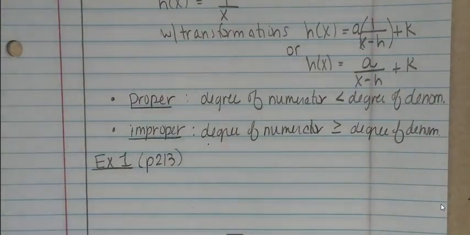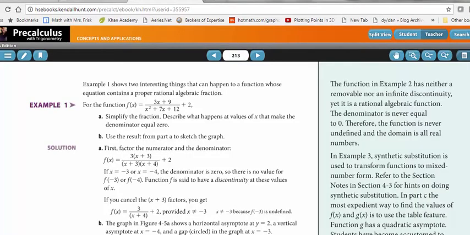So you're going to want to turn to page 213, and I'll pull it up right here. So example 1, we have this function f of x, which is this thing right here.